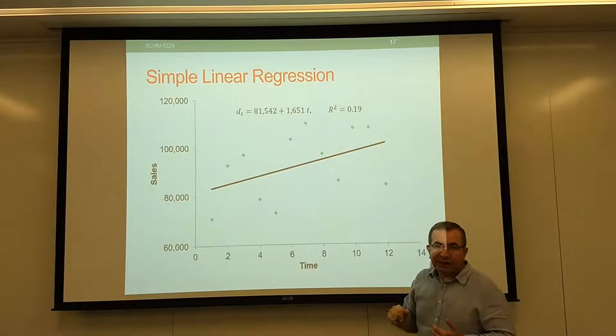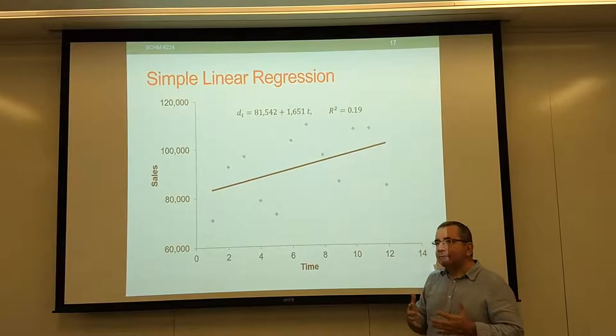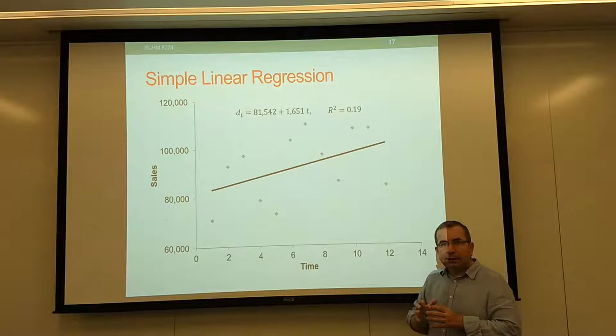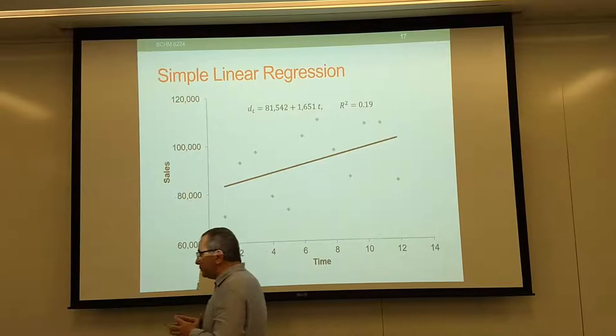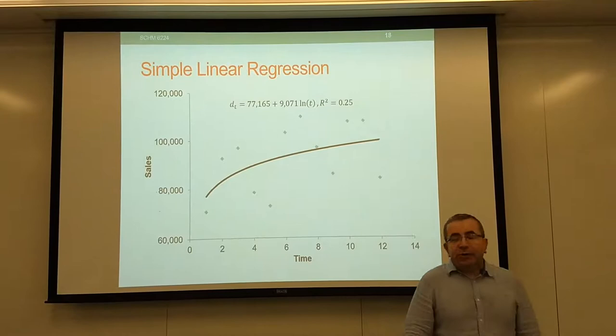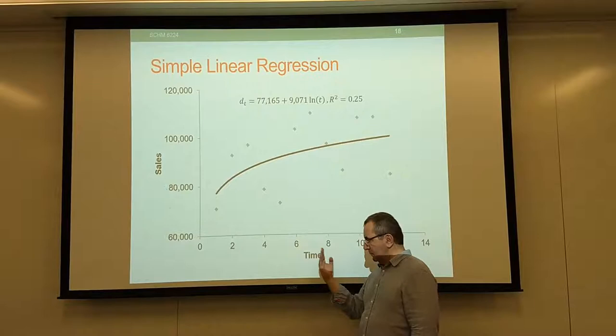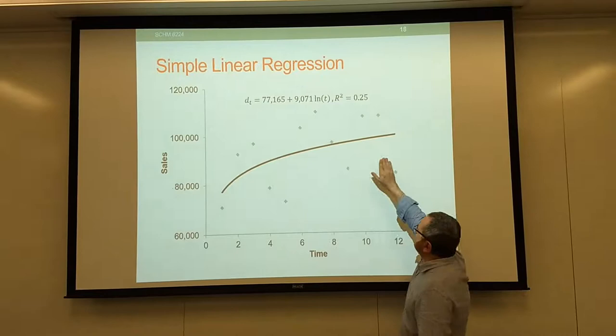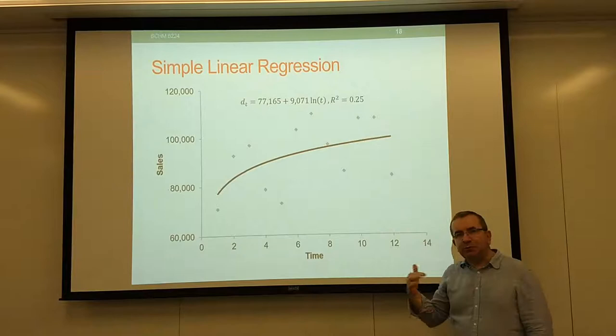Now, sometimes people try to change their regression model to explain more of the data. One thing we could do is use the logarithm of time. So instead of 1, 2, 3, 4, just enumerating the time periods, you can just say log 1, log 2, log 3, etc. And then it gives you a curve like this, okay? And R square increases from 19% to 25% just by tweaking the model a little bit.